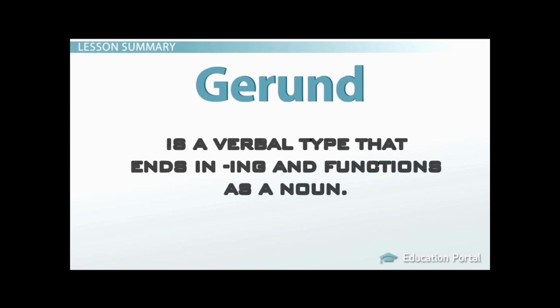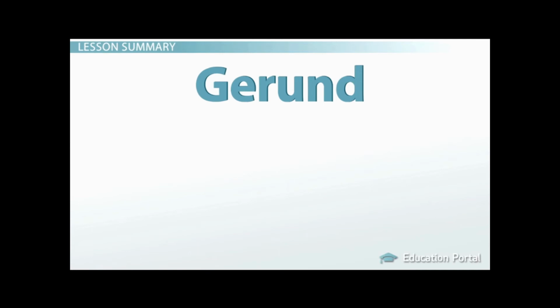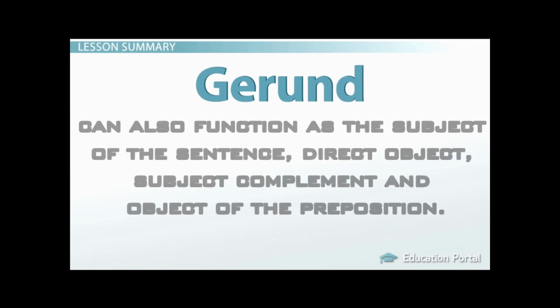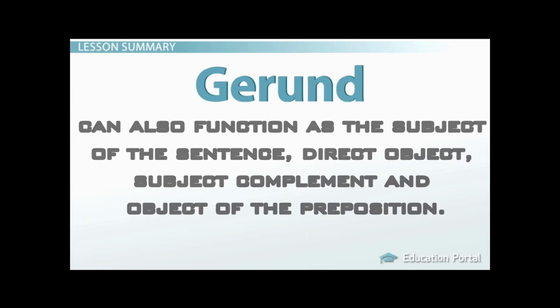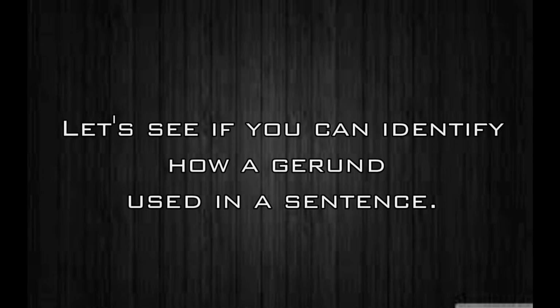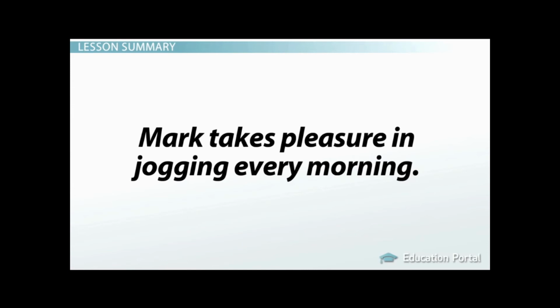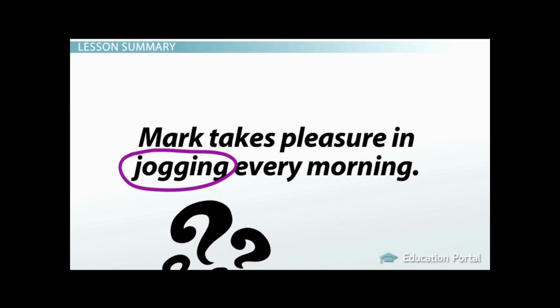A gerund is a verbal type that ends in ing and is used as a noun. Similar to infinitives, a gerund can also function as the subject of a sentence, direct object, subject complement, and object of a preposition. Let's see if we can identify how a gerund is used in a sentence. Mark takes pleasure in jogging every morning. You're right! The gerund here is jogging and functions as the object of the preposition in.